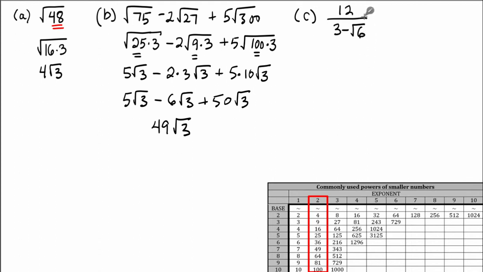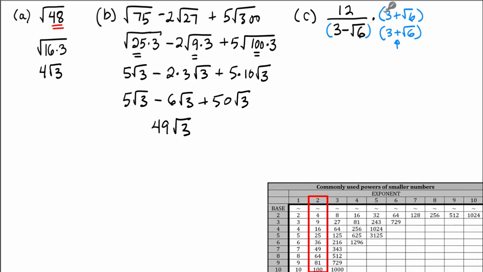Usually in simplifying such expressions, you're not allowed to have a radical in the denominator, in this case the root 6. So what you do is multiply both the numerator and the denominator by what's called the conjugate of the denominator. So 3 minus root 6 has as a conjugate 3 plus root 6. So we're going to multiply the numerator and denominator by this amount.